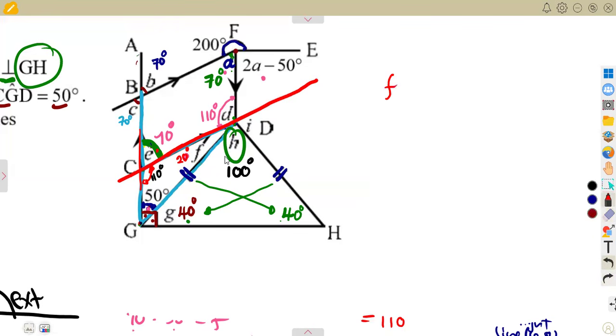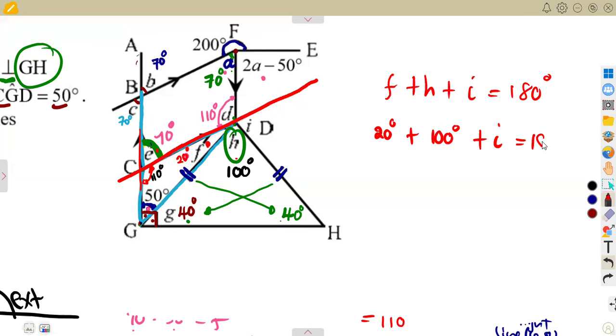So using that advantage of angles on a straight line adding up to 180, it means if I add F, H and I, I am supposed to obtain 180 degrees. Remember, we calculated our angle F is 20 degrees. So 20 degrees plus angle H, we calculated H, it's 100 degrees. We want to calculate angle I this time, so we can form an equation. So this is 120. If we add this, plus I is equal to 180.